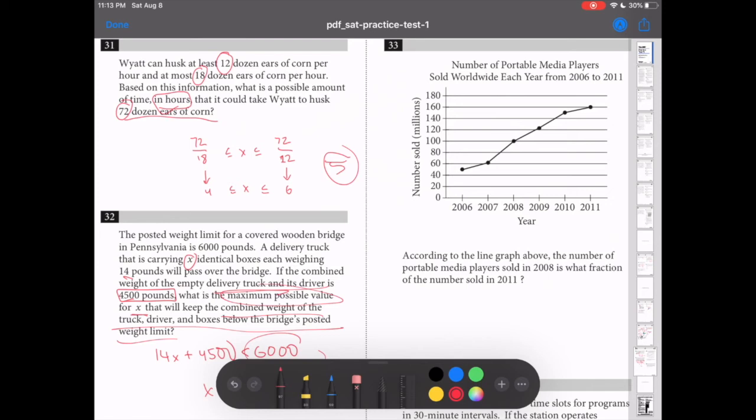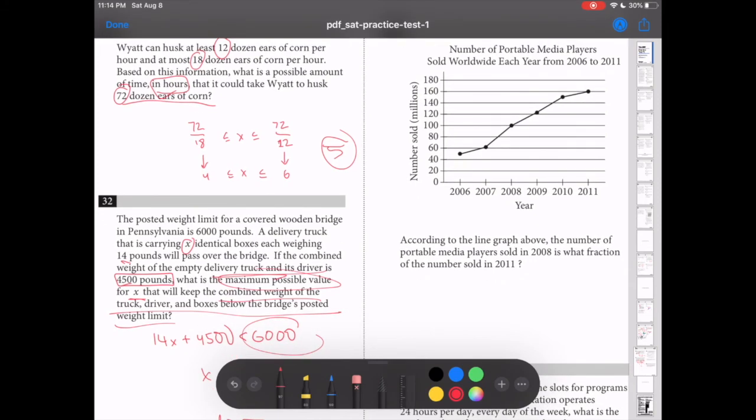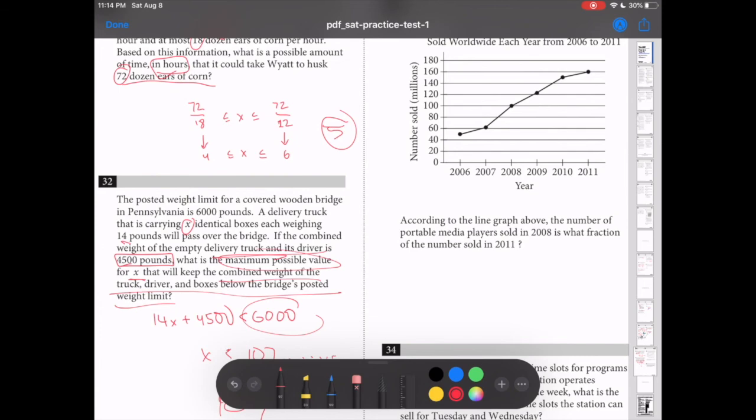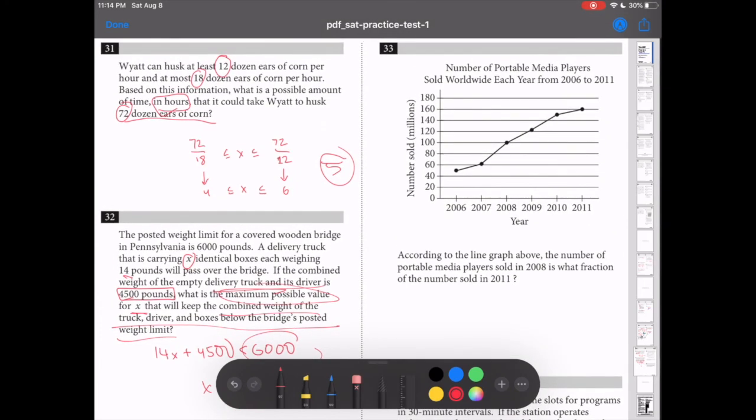33. More English conversion. This is why this section really sucks so much. You're so tired of reading, and then they slap you with more reading. According to the line graph above, the number of portable media players sold in 2008 is what fraction of the number sold in 2011? This is just a percent of question.